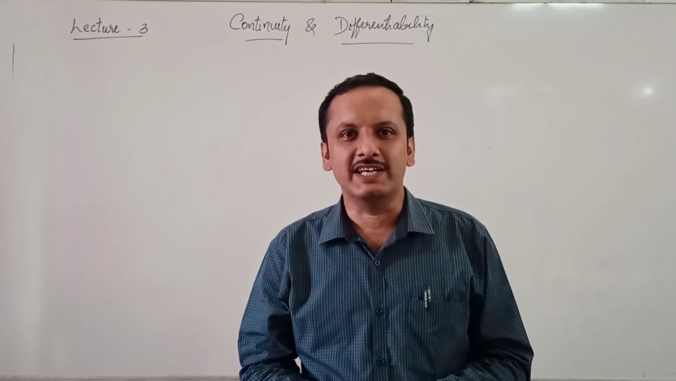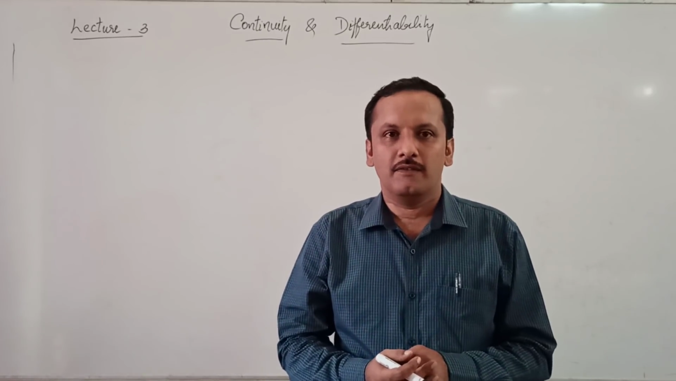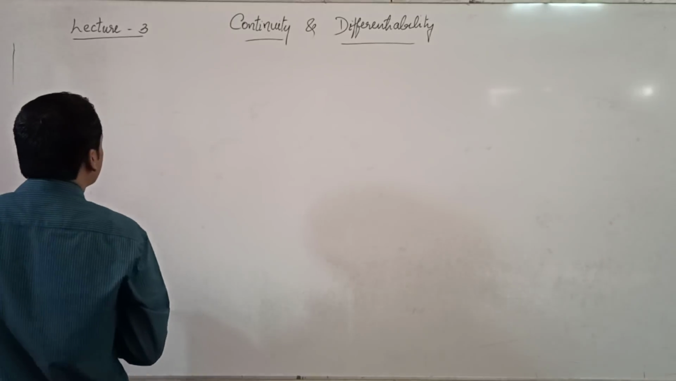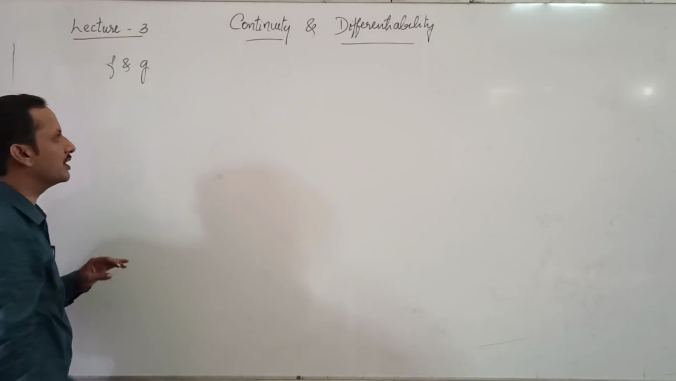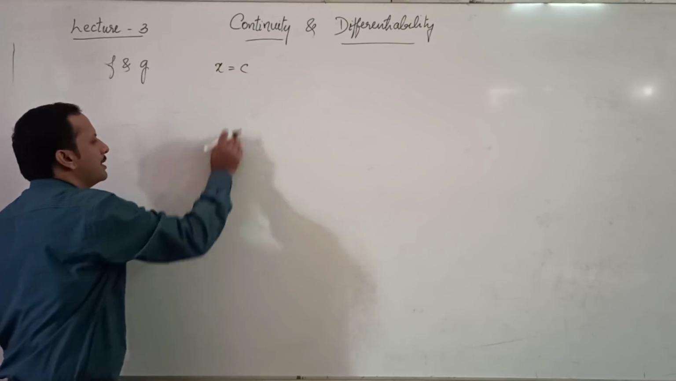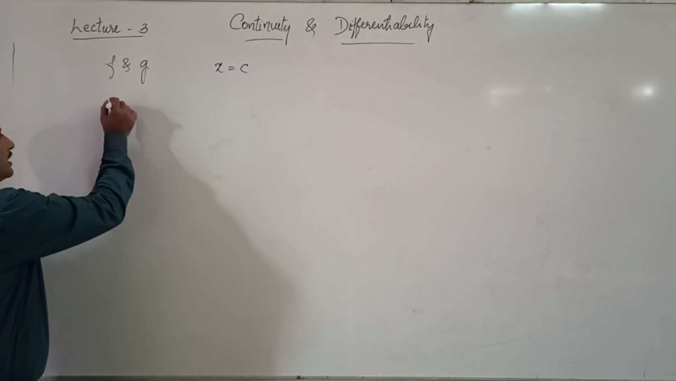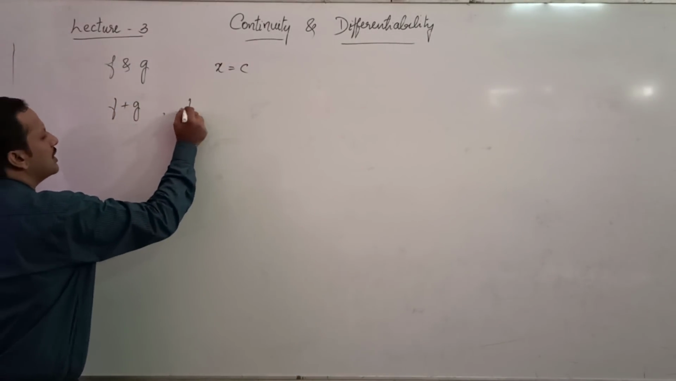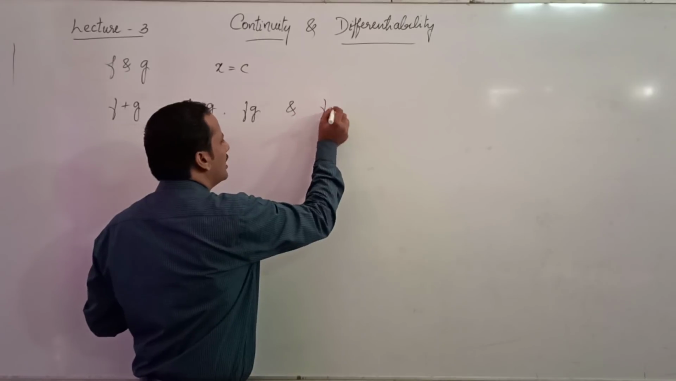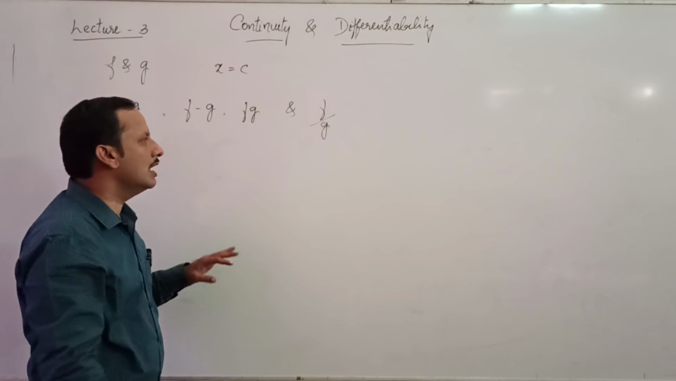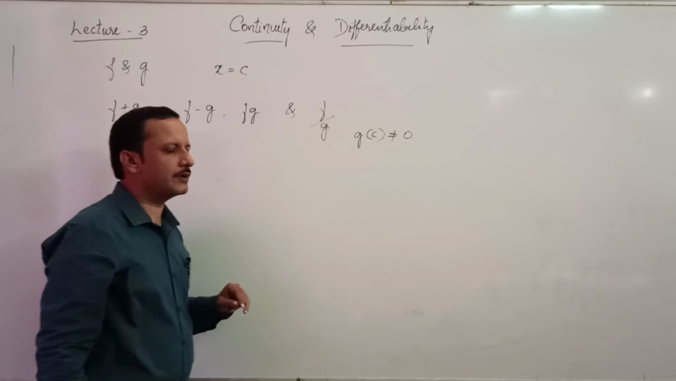Today let us continue our discussion on continuity. In the last class we discussed one of the theorems on continuity, that is, if f and g are continuous functions at a point x equal to c. Okay. F and g are two continuous functions at x equal to c, then we can say that f plus g is continuous, f minus g is continuous, f into g is continuous, and also f divided by g is continuous at x equal to c, provided g of c is not equal to 0.